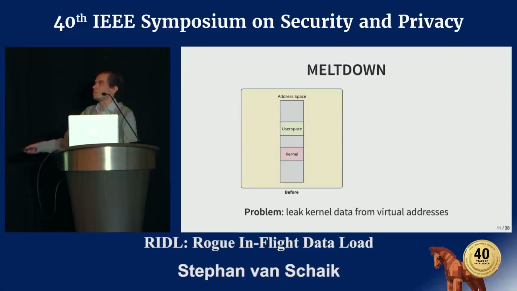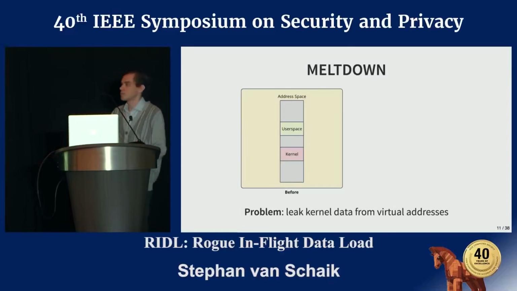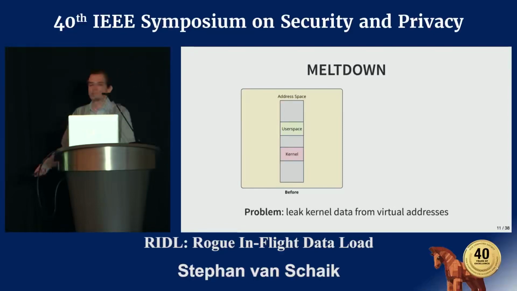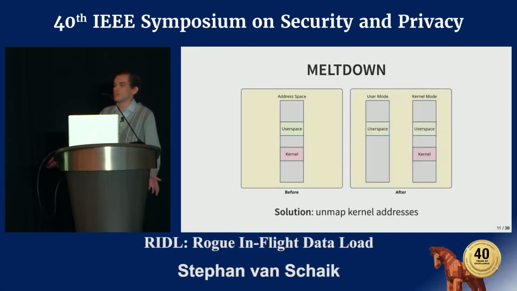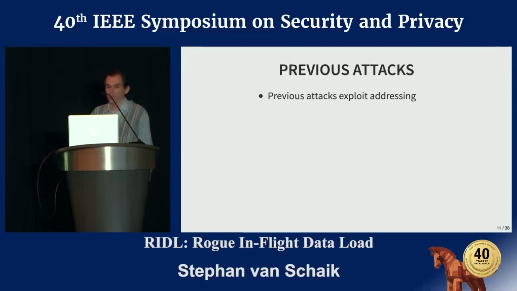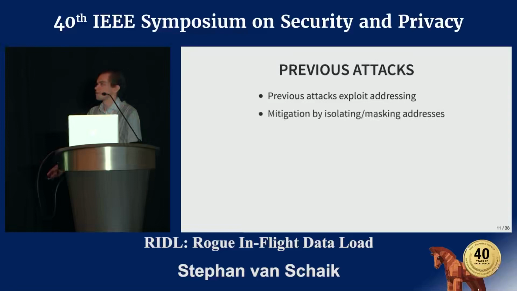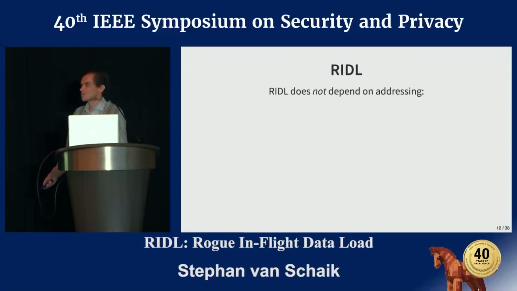What it looked like before is that with Meltdown, we had a single address space with everything living happily inside there. So we had the user space and we had the kernel. And the problem was, of course, that with Meltdown you can leak kernel data from virtual addresses. So what does it look like nowadays? We have two different address spaces: the unprivileged one with the user space, and the privileged one with the user space and kernel memory mapped in. Great. So previous attacks exploit addressing, and the mitigations work mostly by isolating and masking these addresses.